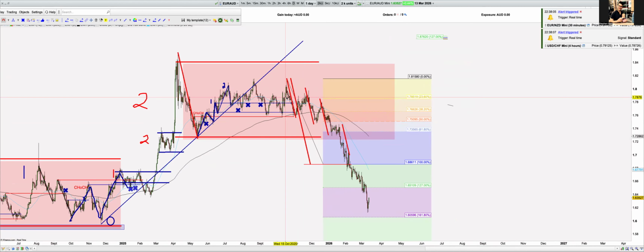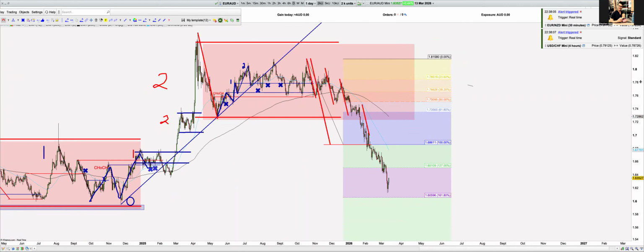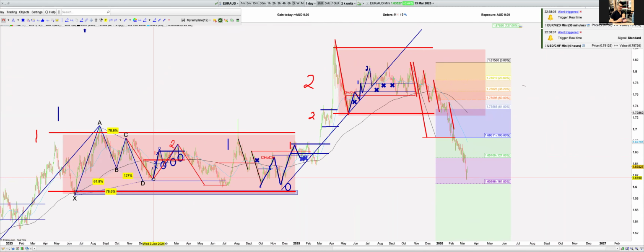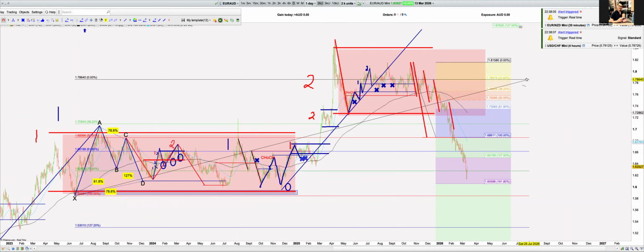So what we now need to check is the Fibonacci retracement really of this whole move here, starting from X. Because what X to up here, let's have a look.